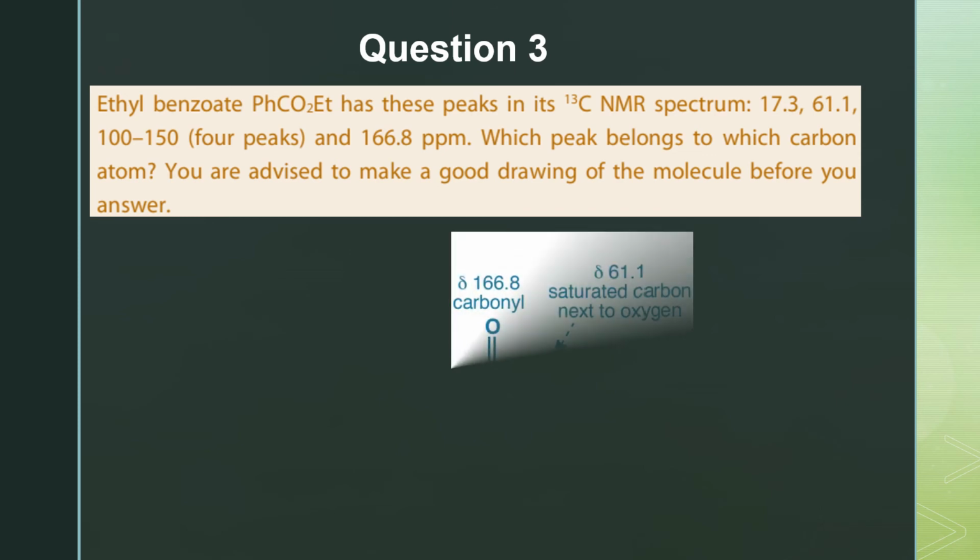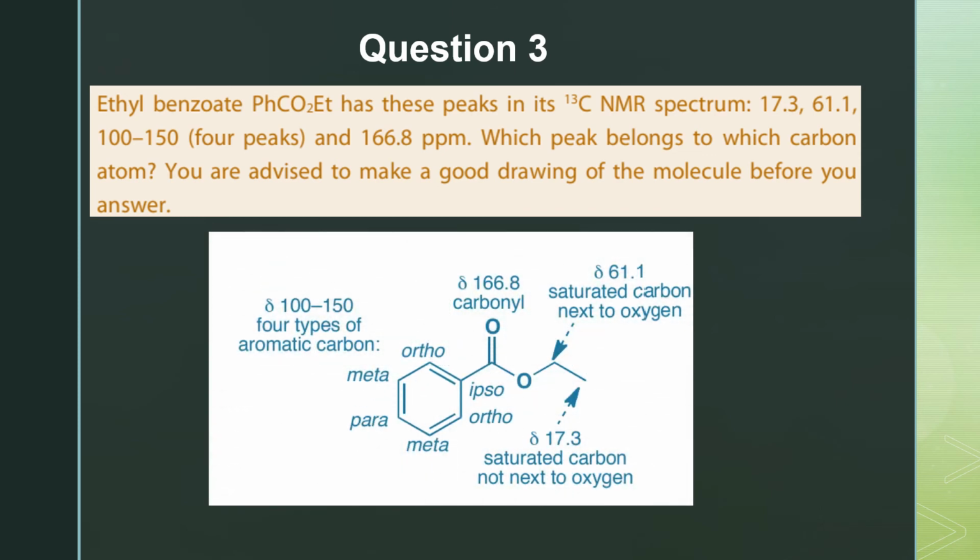We'll see the answer now. See here. C double bond O is 166.6. That CH3 alone is 17.3. O is attached to this carbon, so 61.1. And all these benzene ring carbons, which have 4 types of aromatic carbon, are in 100 to 150. Why are there 4 types of aromatic carbon? Symmetry is there or not? Check here. In this aromatic ring, symmetry is there.